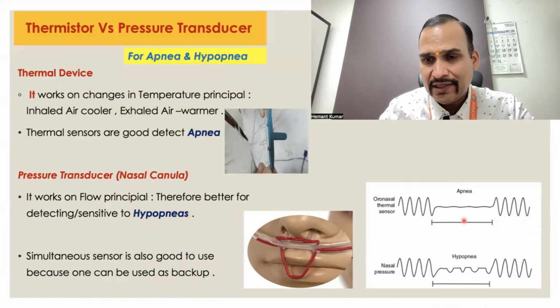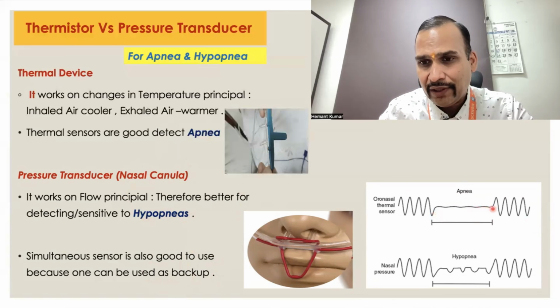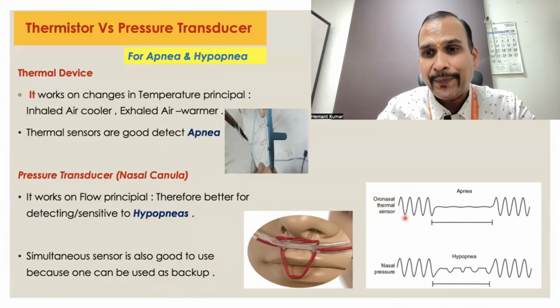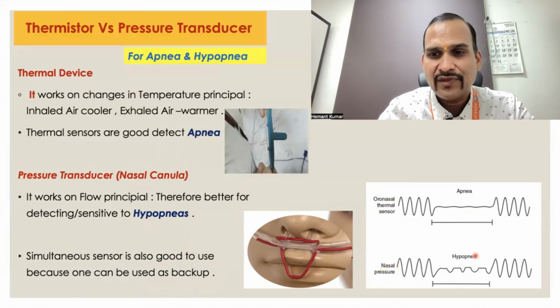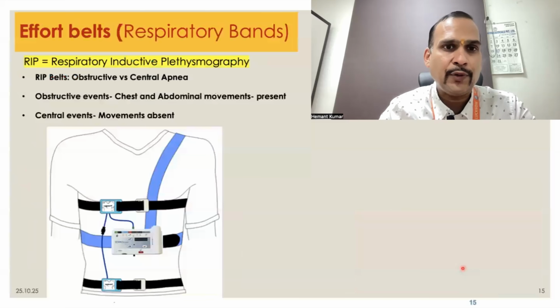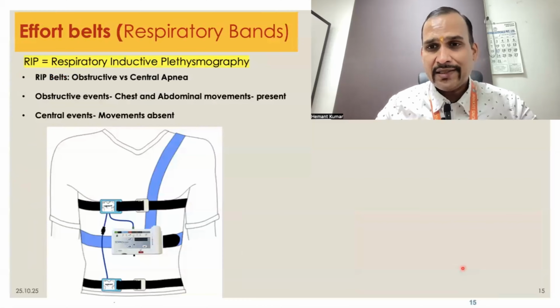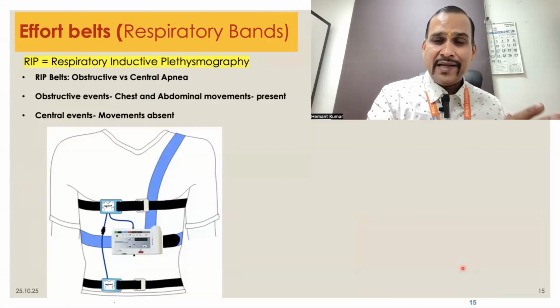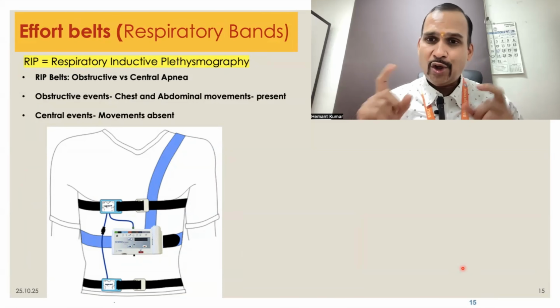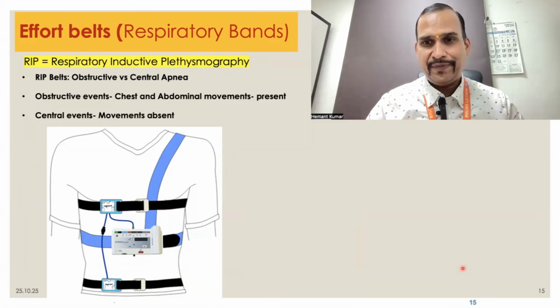So in this you can see there is complete reduction of airflow. This is in the oronasal thermistor, which is specific for apnea. This is apnea. And this is hypopnea, measured by the nasal pressure transducer. This is hypopnea. Okay. Another thing is whether our apnea is central apnea or obstructive apnea. For that, we have to look at chest movement and abdominal movement.